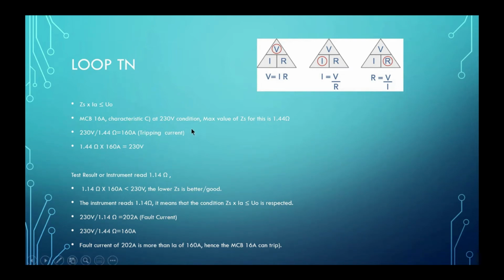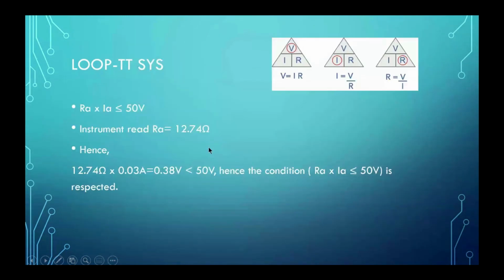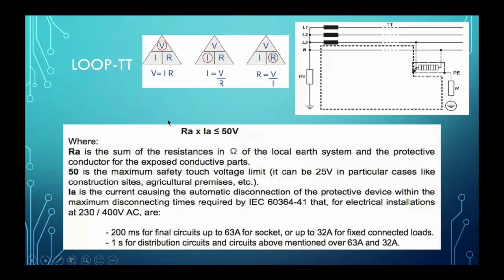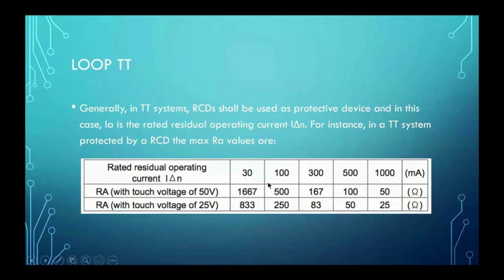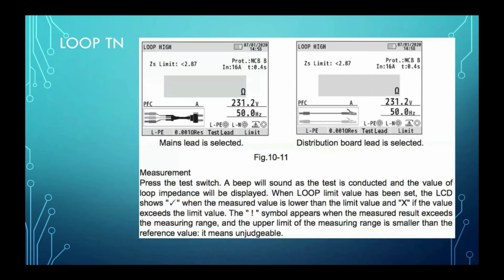Okay, understand? And then I go back to the TT system. Sorry, just now I missed out something. This 1667, you all remember, is the RA value, the maximum RA value. This one is the TT system one. So you all remember what is 1667 for 30 milliamp. Later I run the test and show you this value. Now we proceed further.